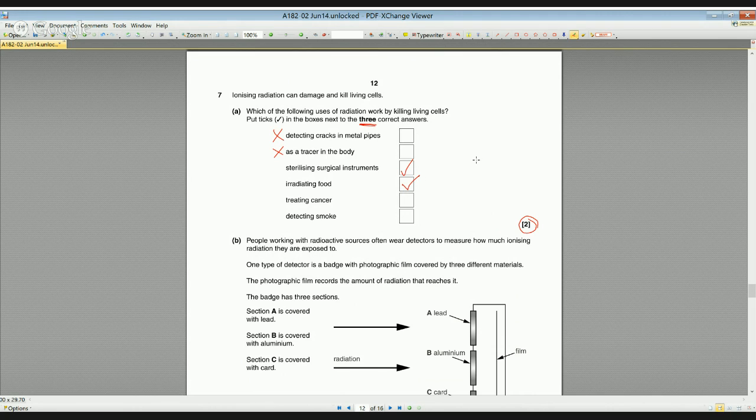Treating cancer, well, cancer cells are living. They are mutated cells. They may have been caused by radioactivity, but equally, that radioactivity can be used to kill the cancerous cells. So they target gamma radiation at them and kill these living cancer cells. So that one is correct. And then we've got our 3 correct answers, but let's just look at detecting smoke. Well, smoke is not living. Smoke is not a living bacteria.